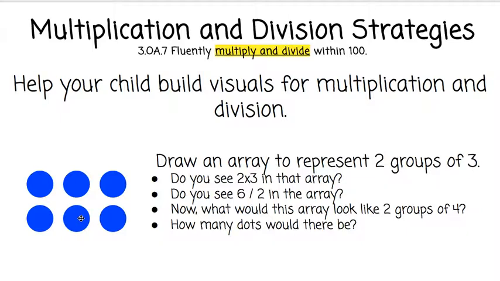So here, if we look at this array, we could ask the children, do you see 2 times 3 in that array, or 2 groups of 3? Which they could see, here's my 2 groups. Each group has 3. Or we could ask, do you see a total of 6, divided into 2 equal groups, and ask how many are in each group. So really working with arrays for both multiplication and division begins to build that relationship between those two operations. Another question we can ask with this array is, just imagine in your head, what would this array look like if there were 2 groups of 4, and have them start to imagine the arrays in their heads to build that visual image.